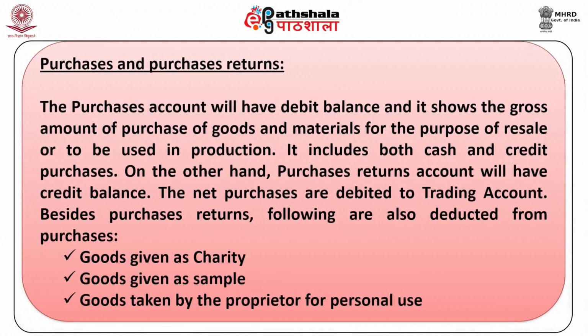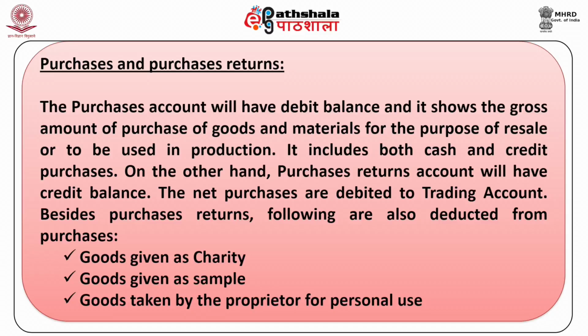2. Purchases and purchases returns. The purchases account will have a debit balance, and it shows the gross amount of purchase of goods and materials for the purpose of resale or to be used in production. It includes both cash and credit purchases. On the other hand, purchases return account will have a credit balance. The net purchases are debited to trading account.